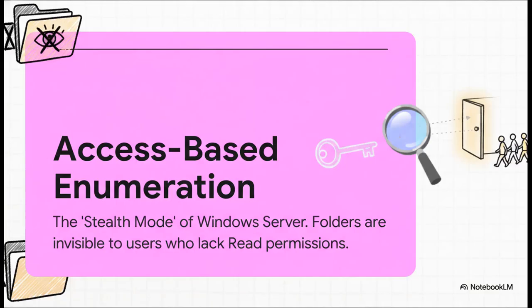The technology that gives us this invisibility cloak is called Access-Based Enumeration, or ABE. It's basically a stealth mode for your file server. See, normally, Windows shows a folder to everyone, and if you can't open it, you just get an access denied error. But ABE flips that script. If you don't have the key, the door doesn't even appear for you.